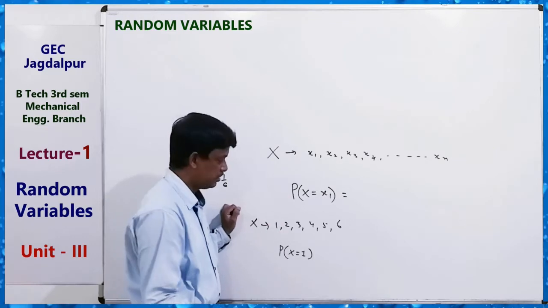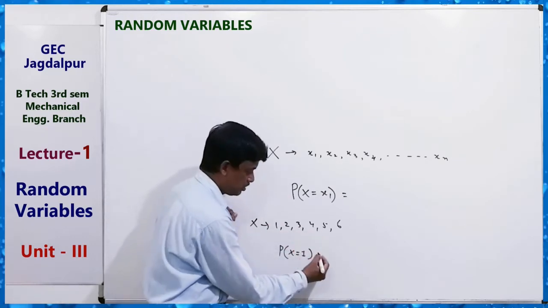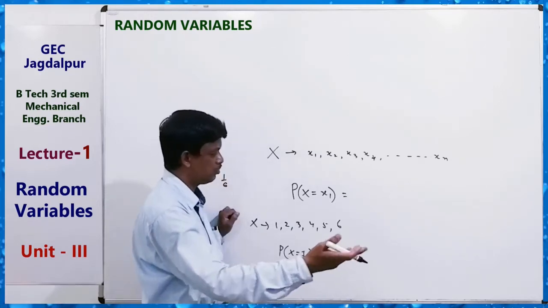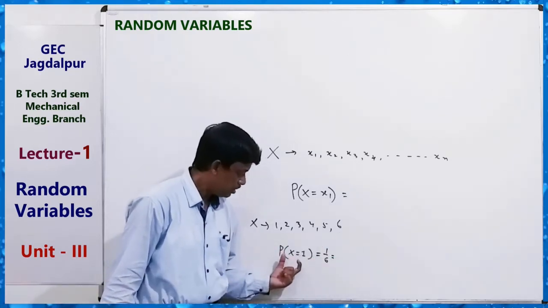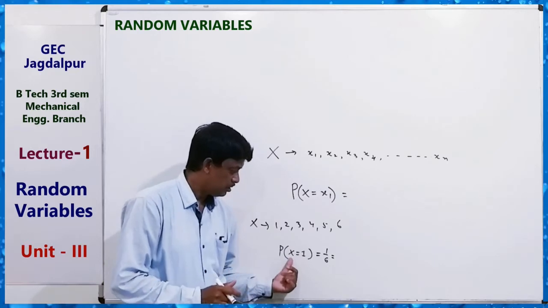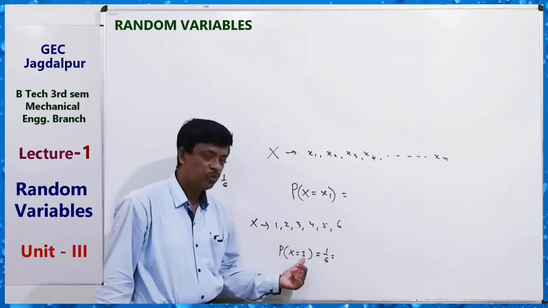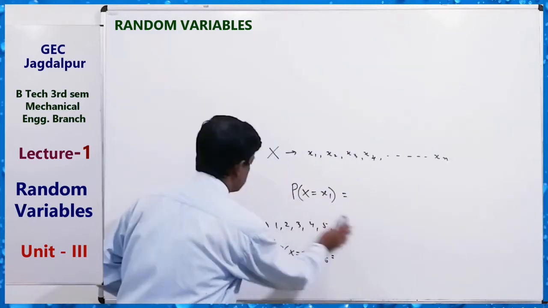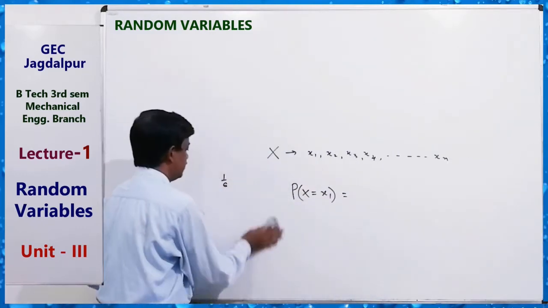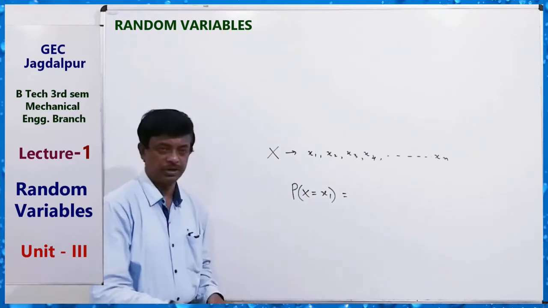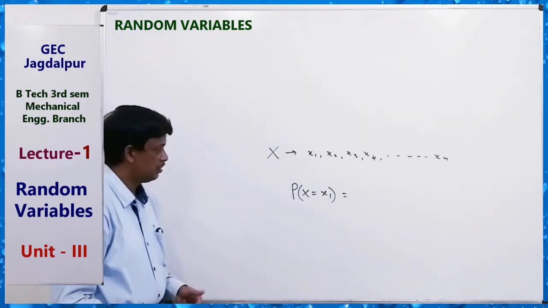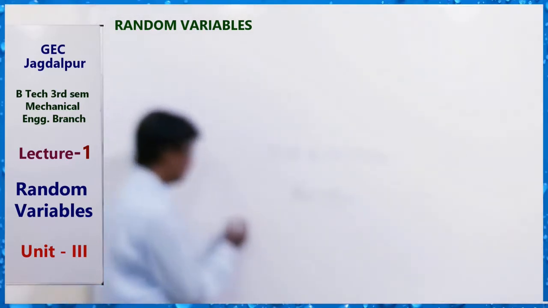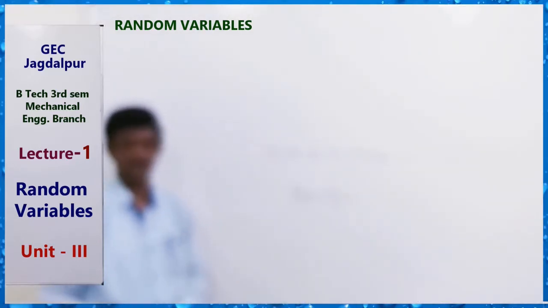Clear? So this equals 1 by 6. Similarly, x equals 1, 2, 3, 4, 5, 6 again. The probability of the random variable taking value 1 is 1 by 6. For throwing 2 dice, the possible outcomes are 6 times 6, 36. There will be 36 points in the sample space.